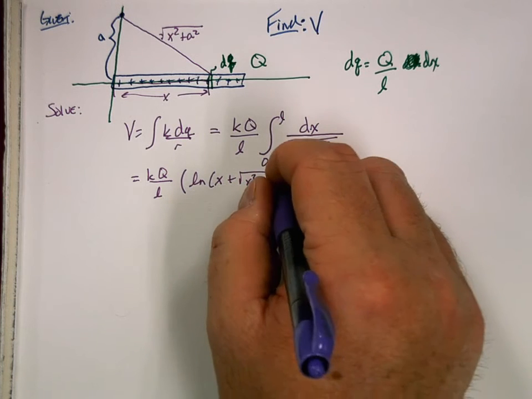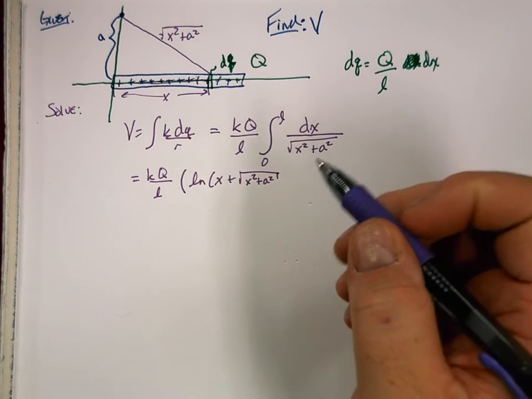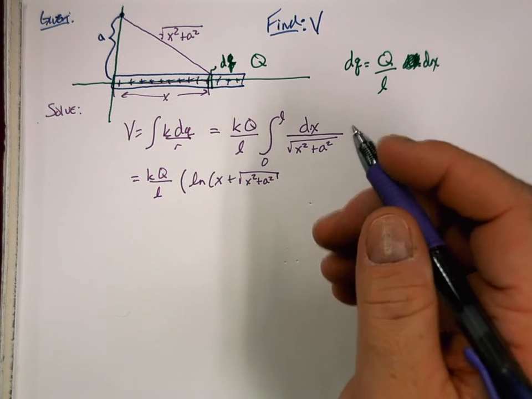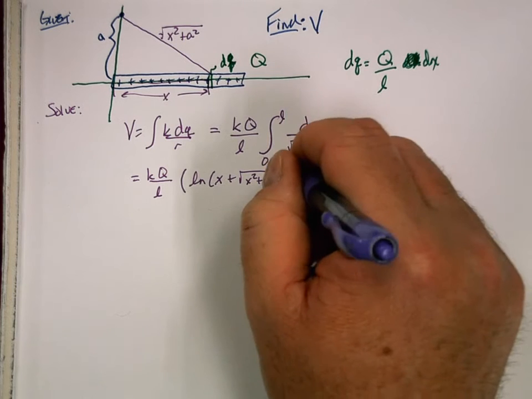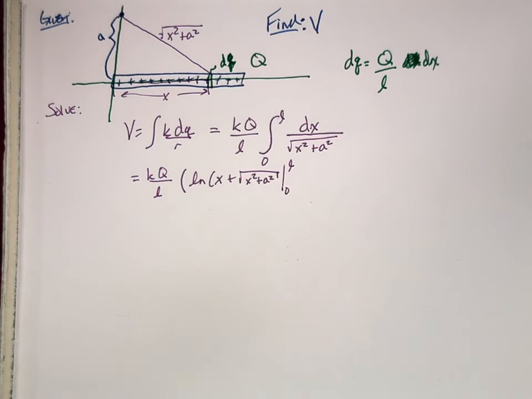I hate saying natural log, so I call it ln. And you don't say L-N. I don't say L-N, I say ln. Jeremy Lin. Because there's already one. Okay, from 0 to L.